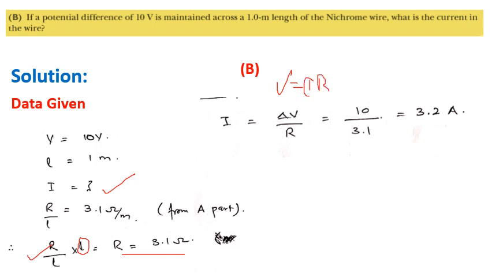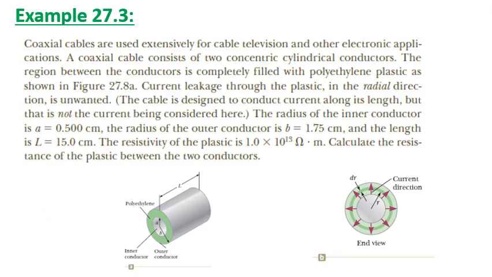We have to find I. So V over R. V is 10 volts and R is 3.1. So the current will be 3.2 amperes. So this is a very simple example, and this is how we'll solve it.